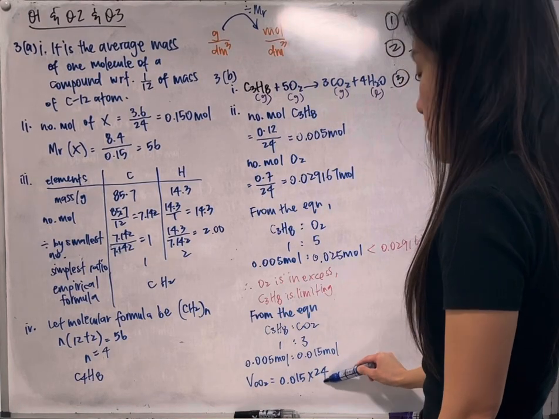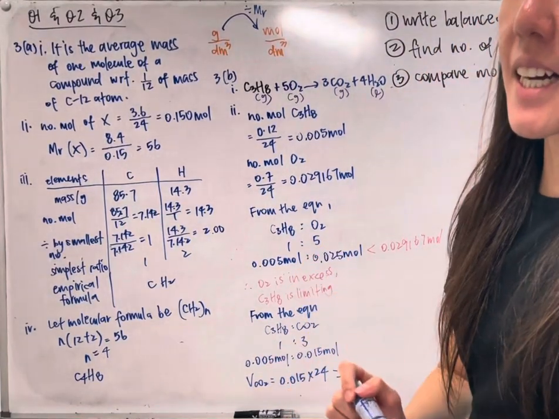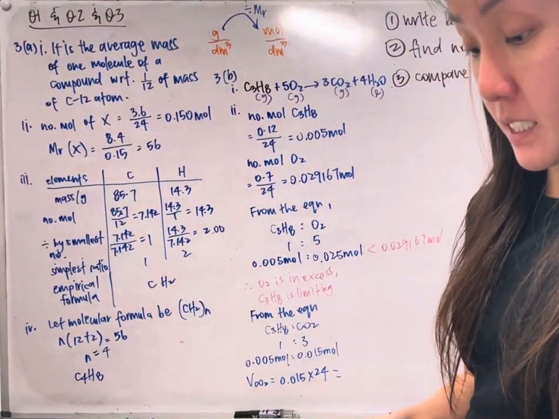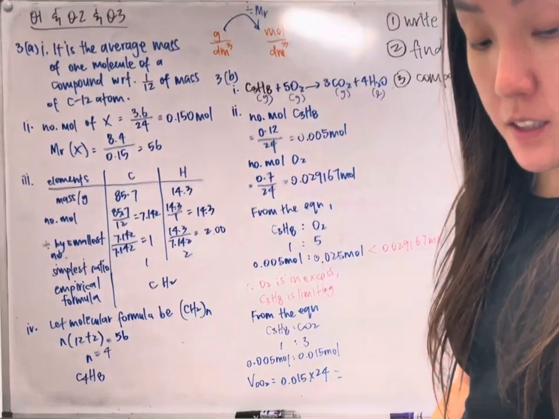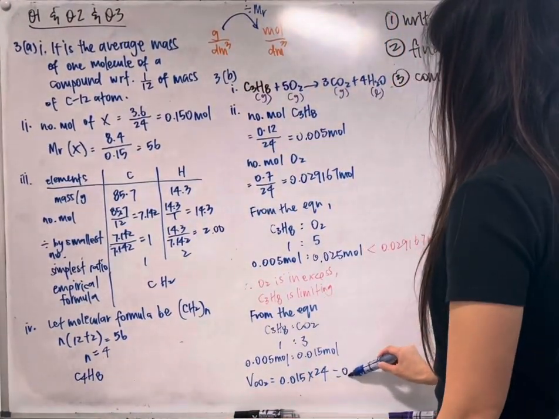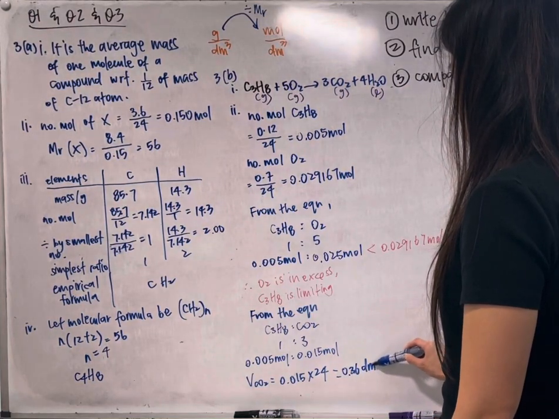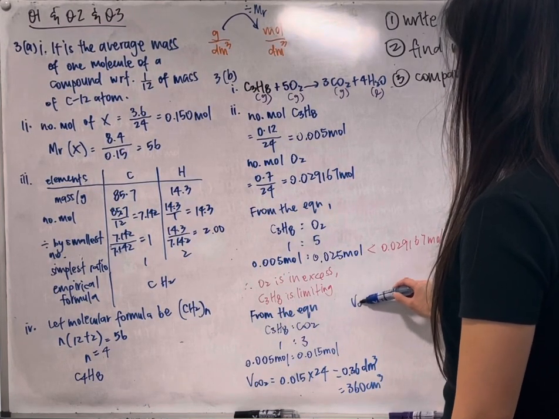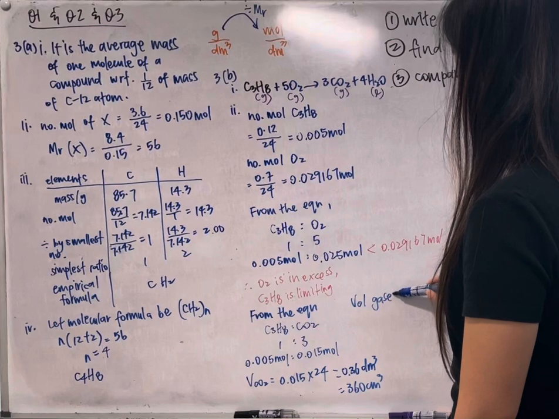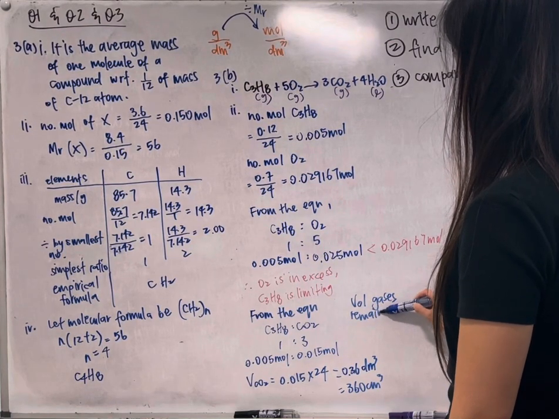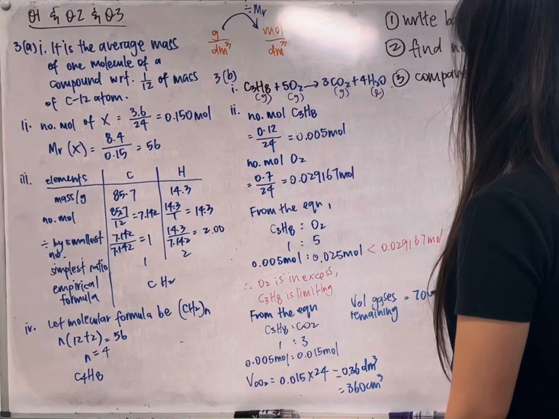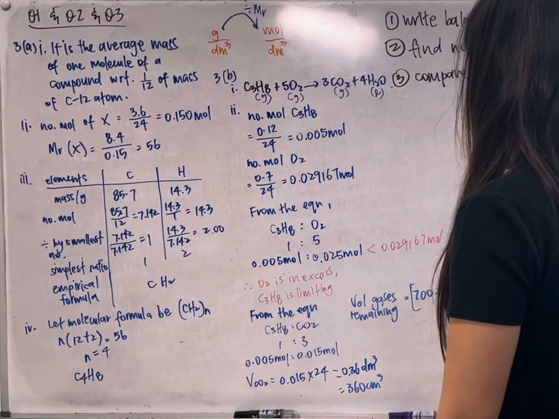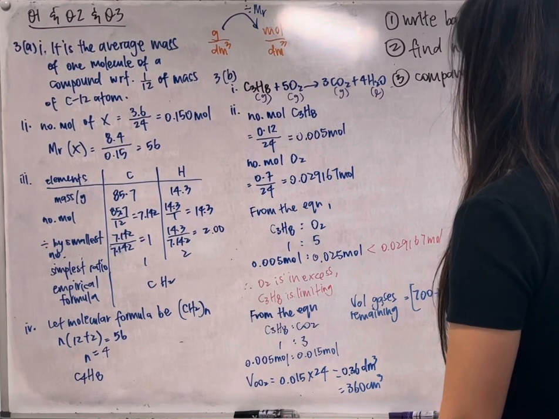times 24. Don't just copy blindly, girls. You all should be attempting. Got 0.36. So we can say volume of gas remaining. Total gas 700 minus 120 minus again.